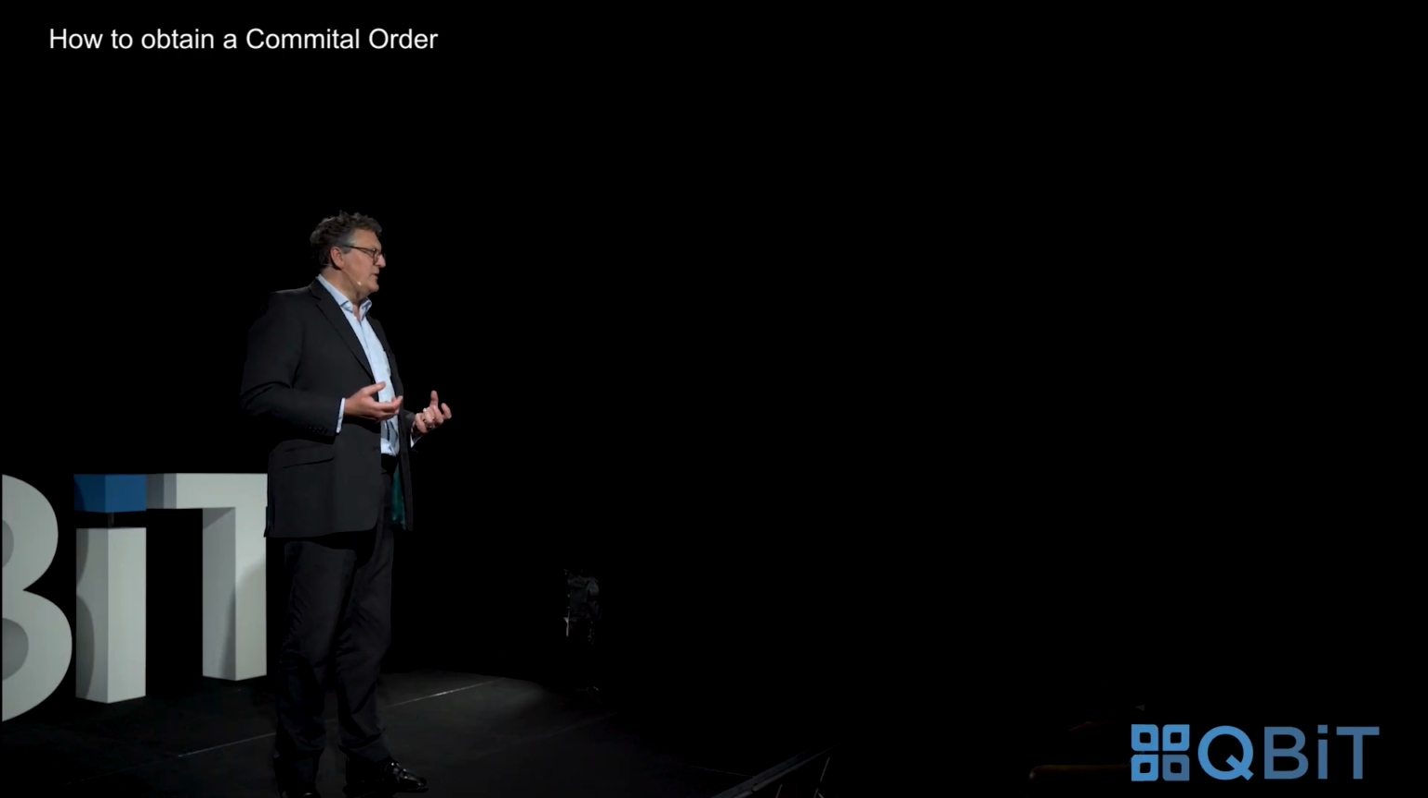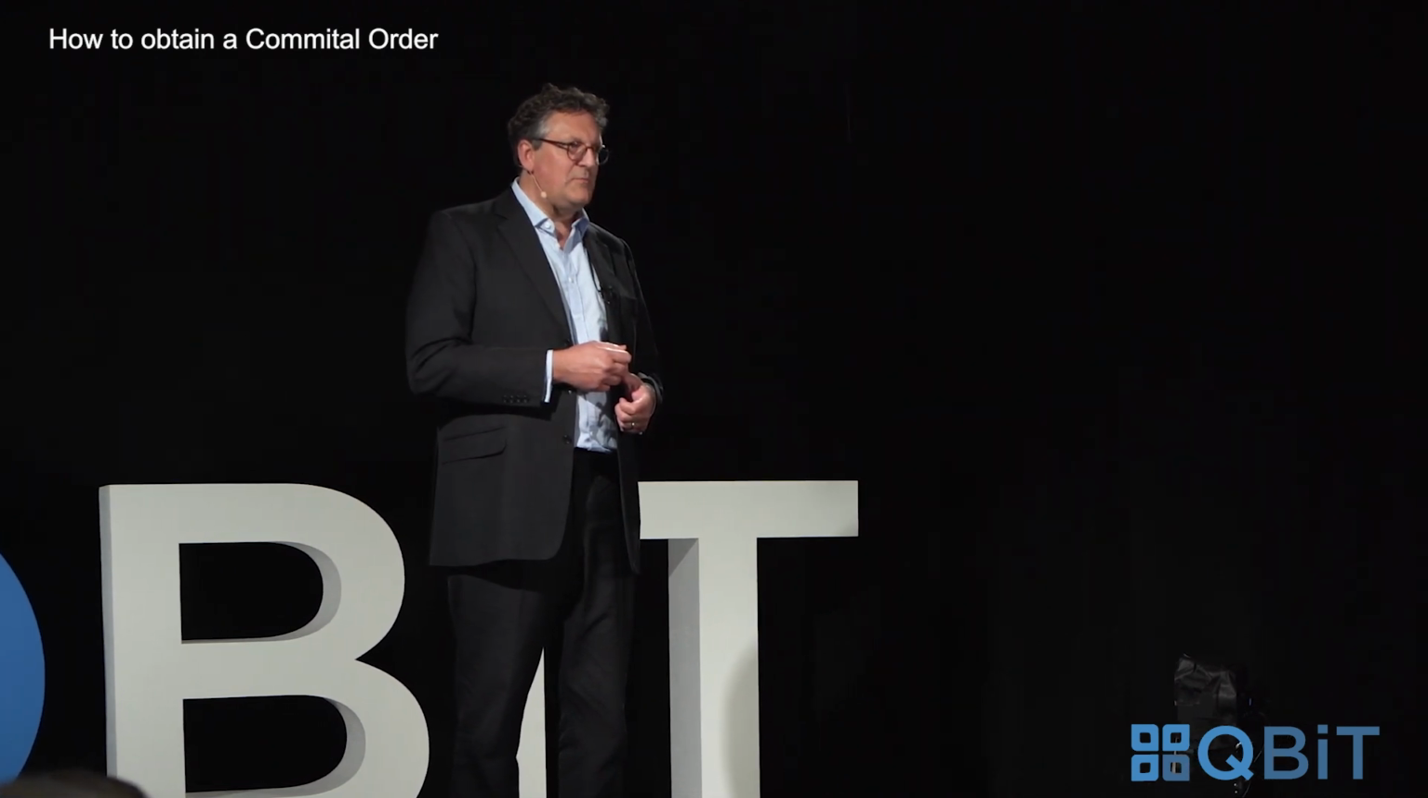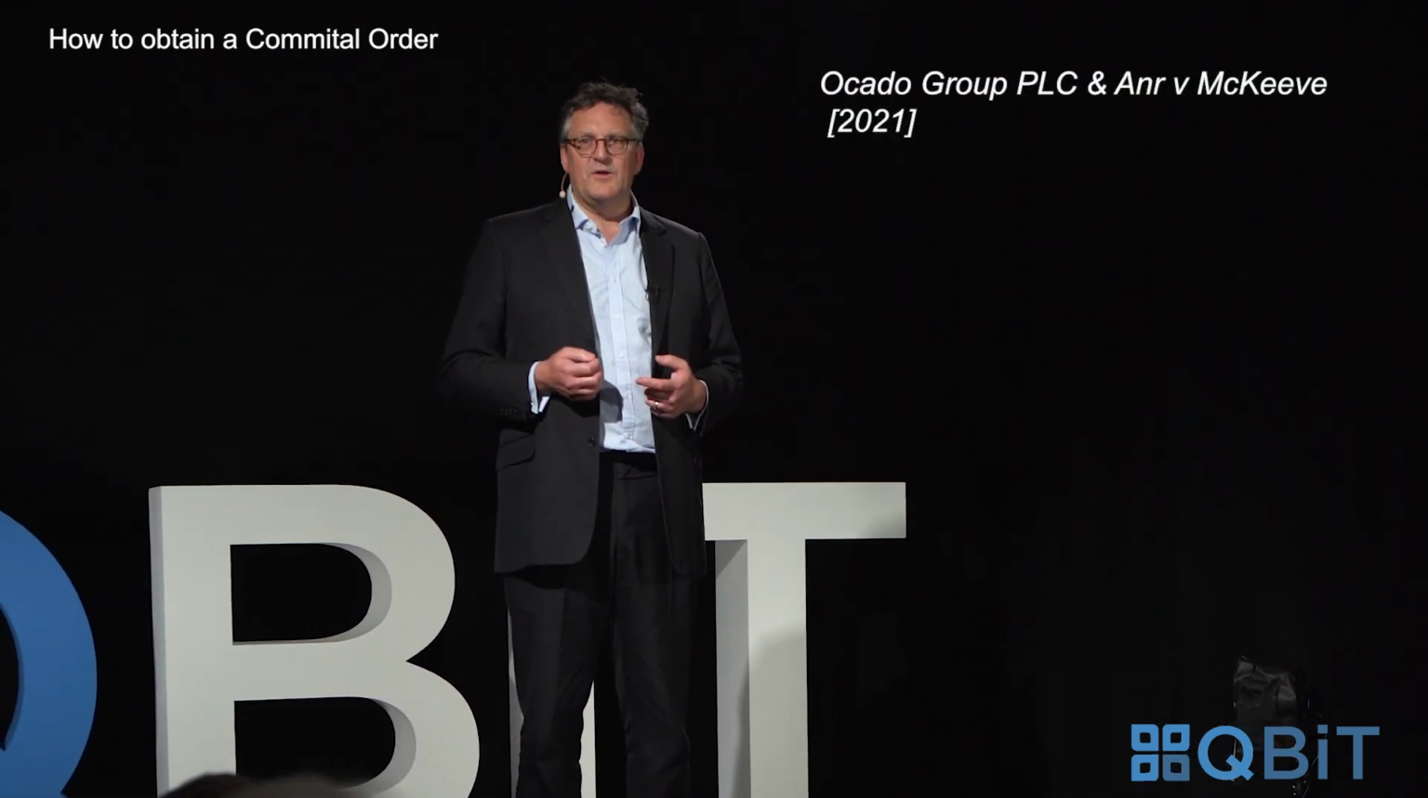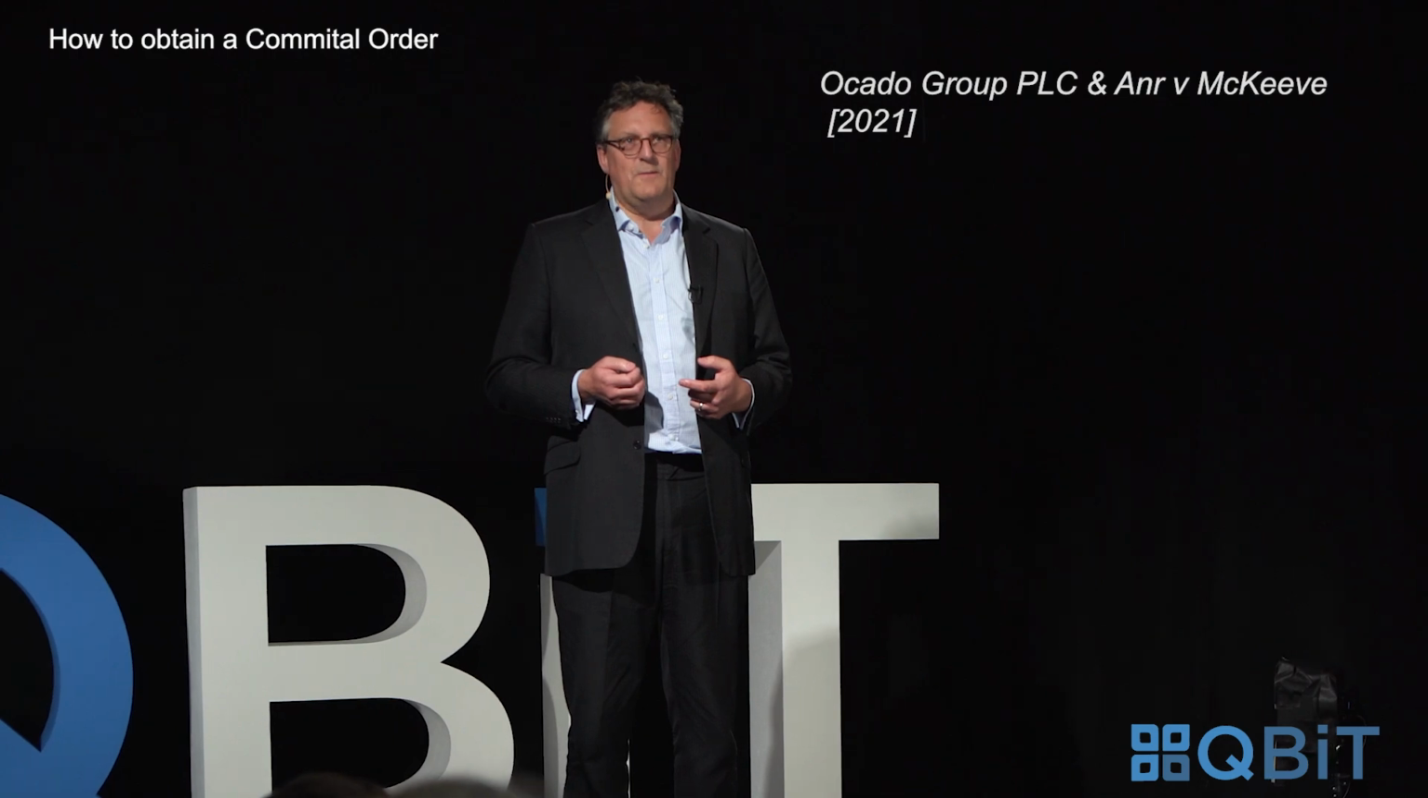It's printed on the form itself, and the test is this: is it in the public interest for the contempt application to proceed? And that's judged by reference to the seriousness of the contempt and the strength of the merits. And on that, you need at least a strong prima facie case of contempt. The authority for that proposition is Ocado and McKeeve in 2021.